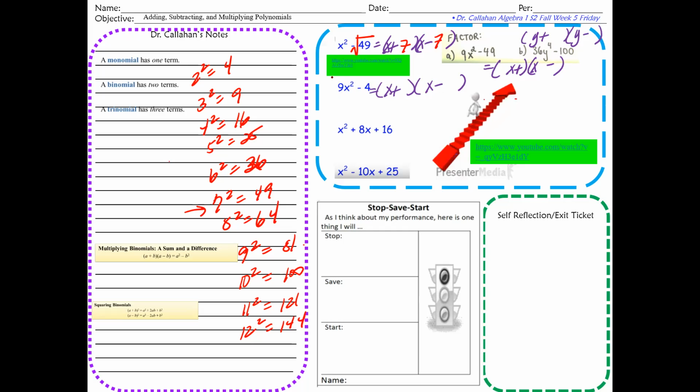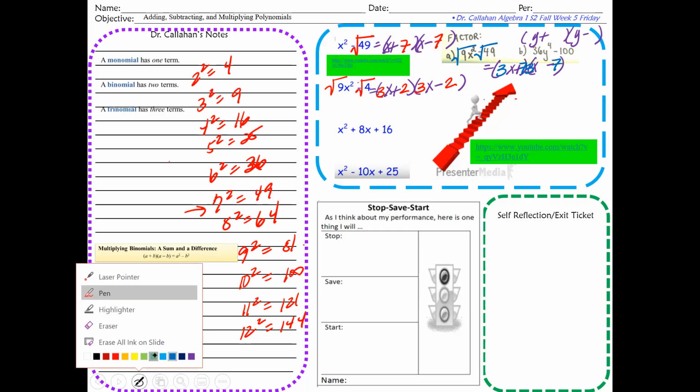Take a look at the second part. What is the square root of 9? 3 and 3. And what is the square root of 4? 2 and 2. Continue on with this for this one as well. What is the square root of 9? It's 3 and 3. What's the square root of 49? 7 and 7. So positive 7, negative 7.